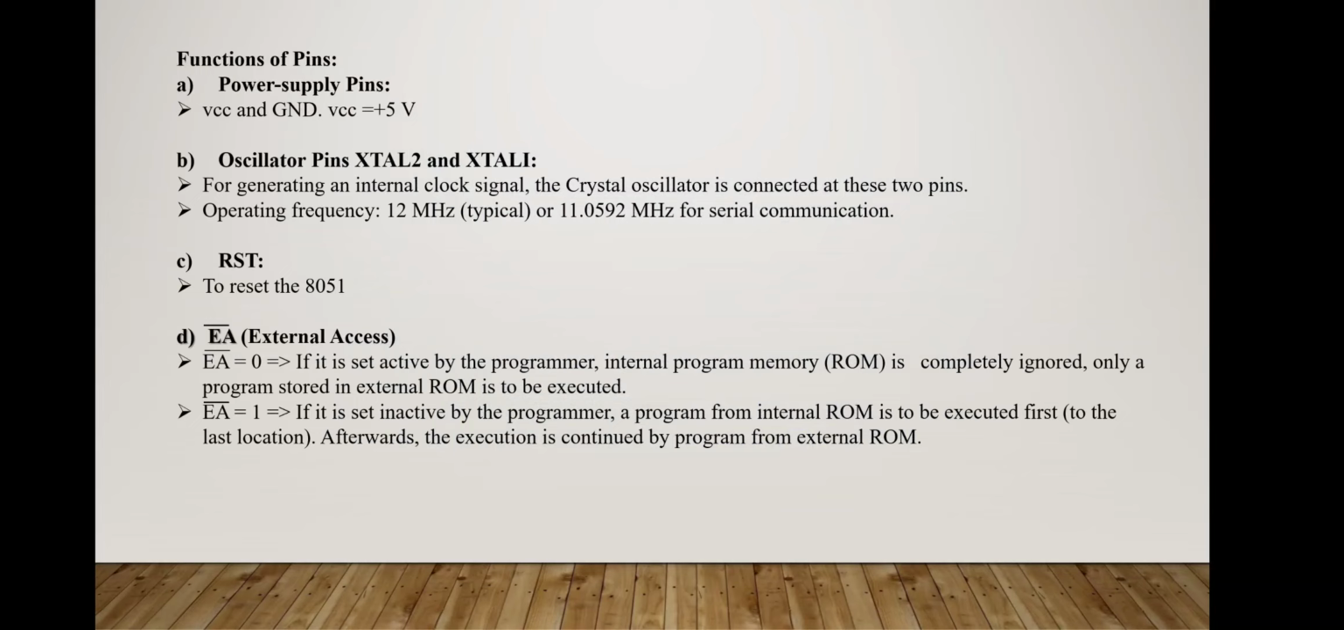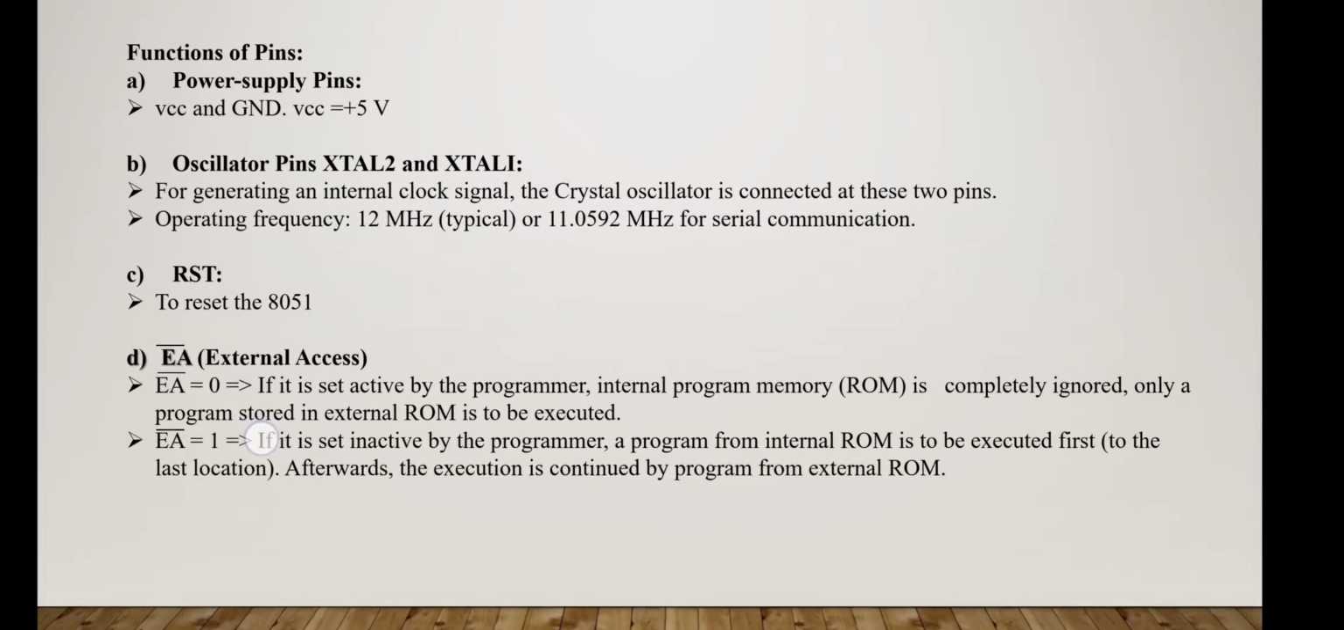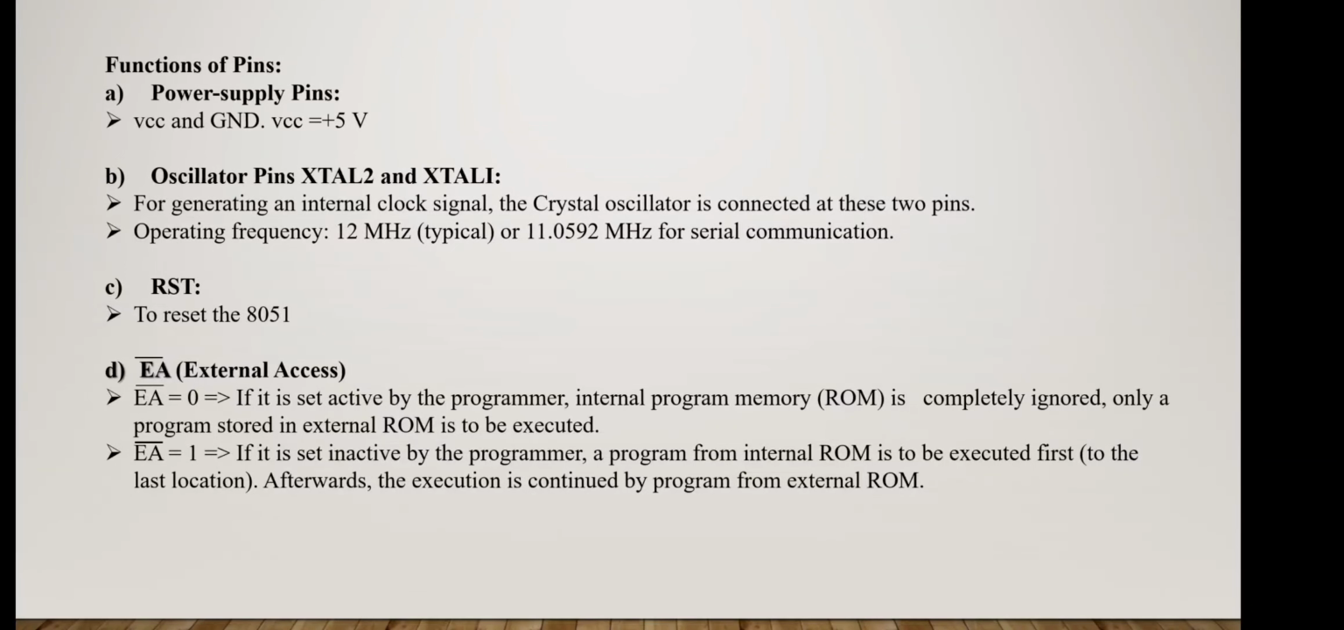Then we have pins XTAL1 and XTAL2, that is the crystal oscillator pins. Here we are giving an external clock pulse signal. For generating the internal clock signal, the crystal oscillator is connected at these 2 pins, XTAL1 and XTAL2. It will produce a clock signal of frequency 12 MHz, or 11.0592 MHz for serial communication. Okay, so that's about the pins XTAL1 and XTAL2.